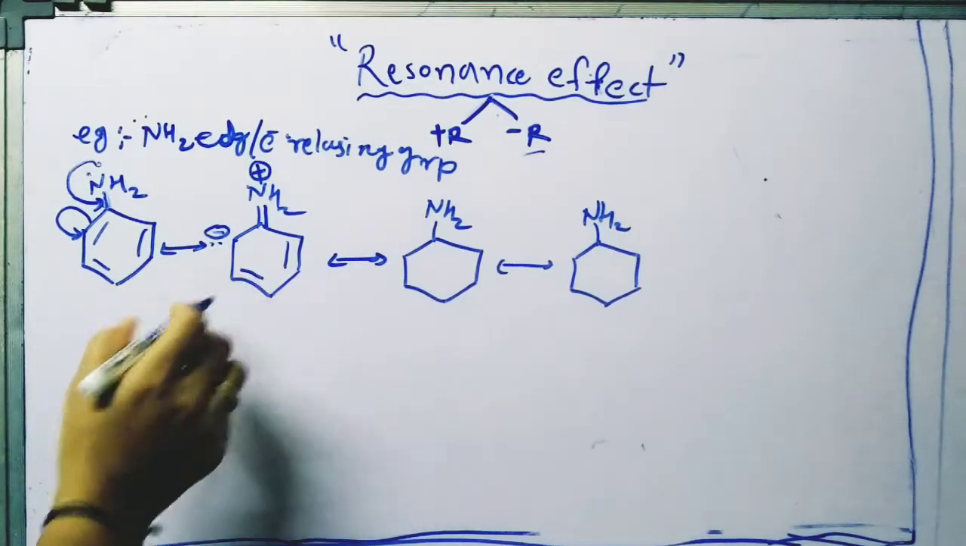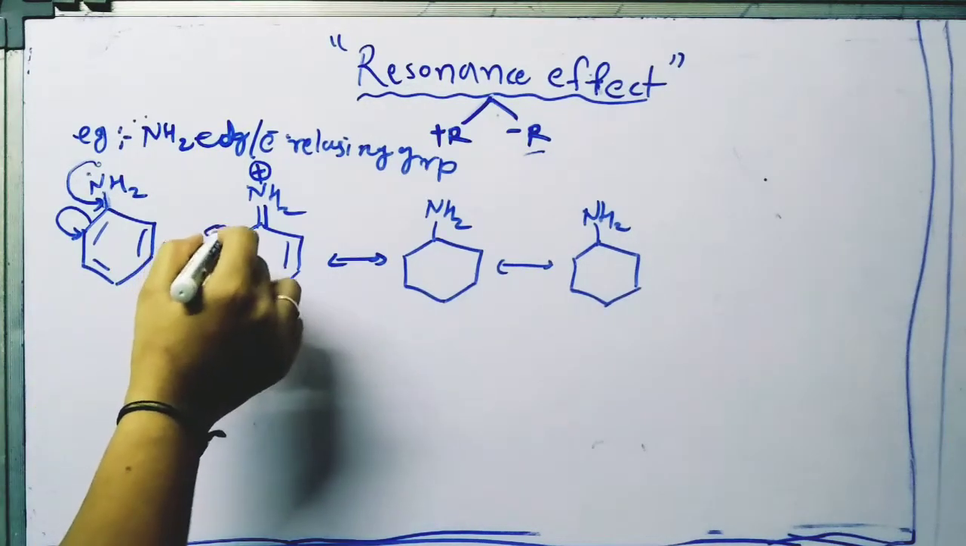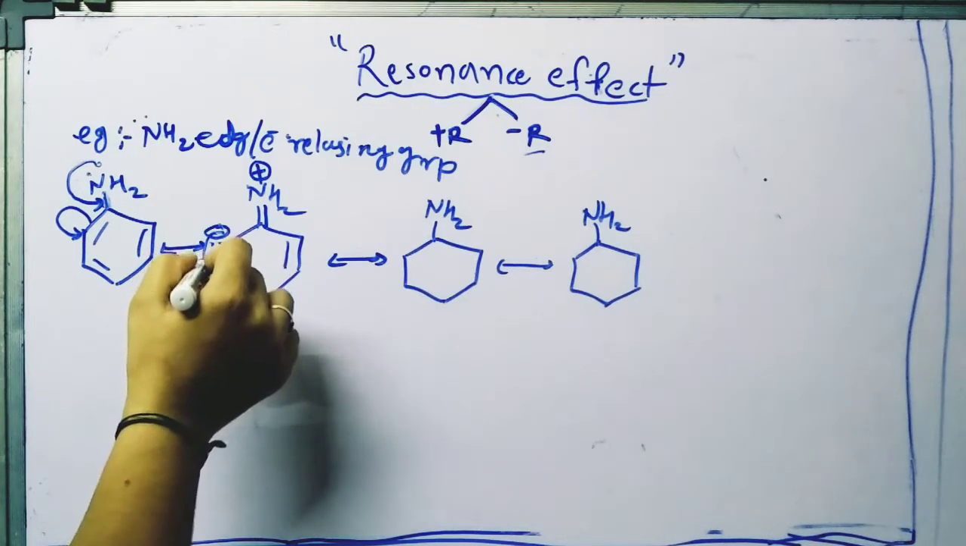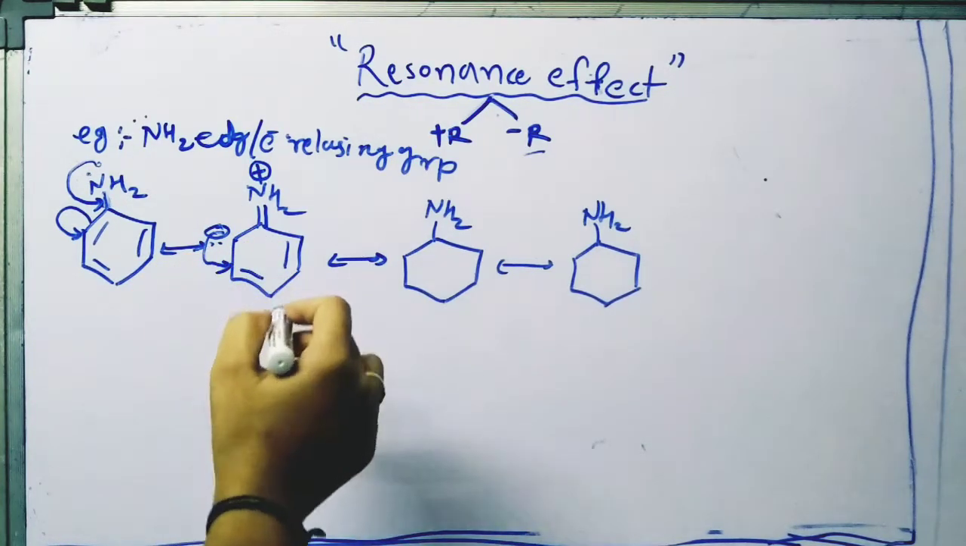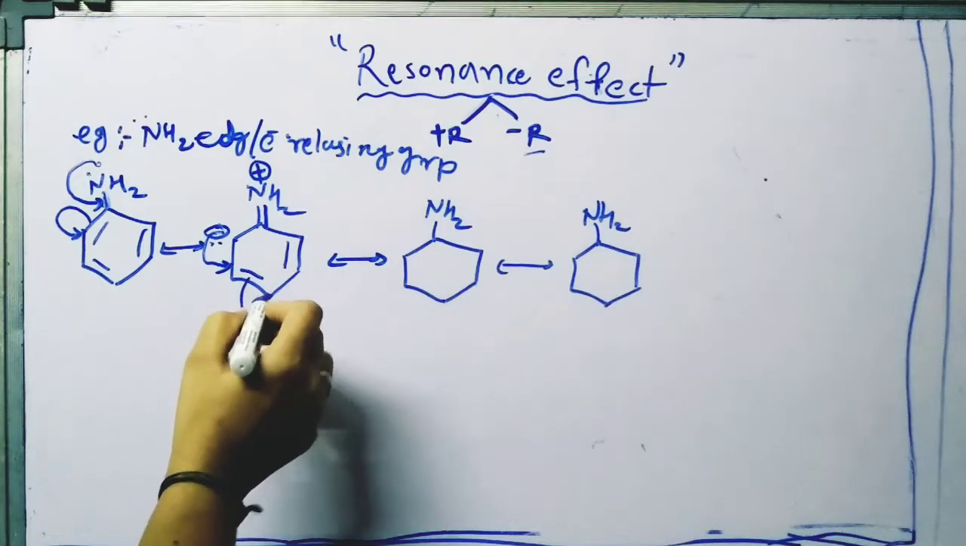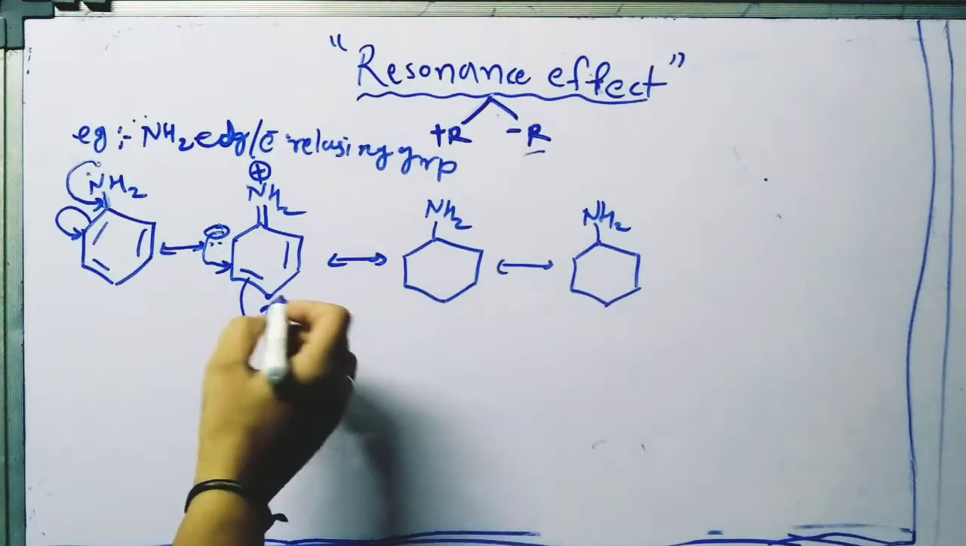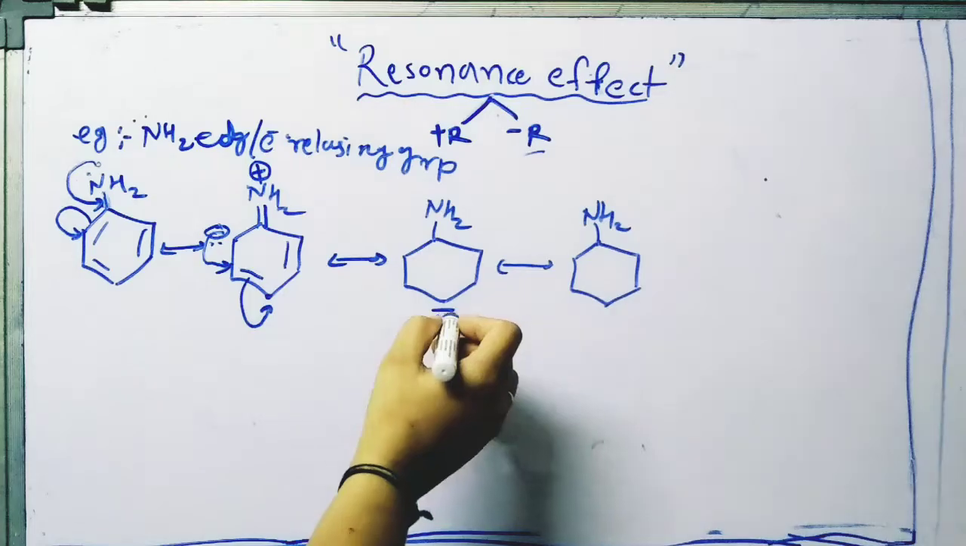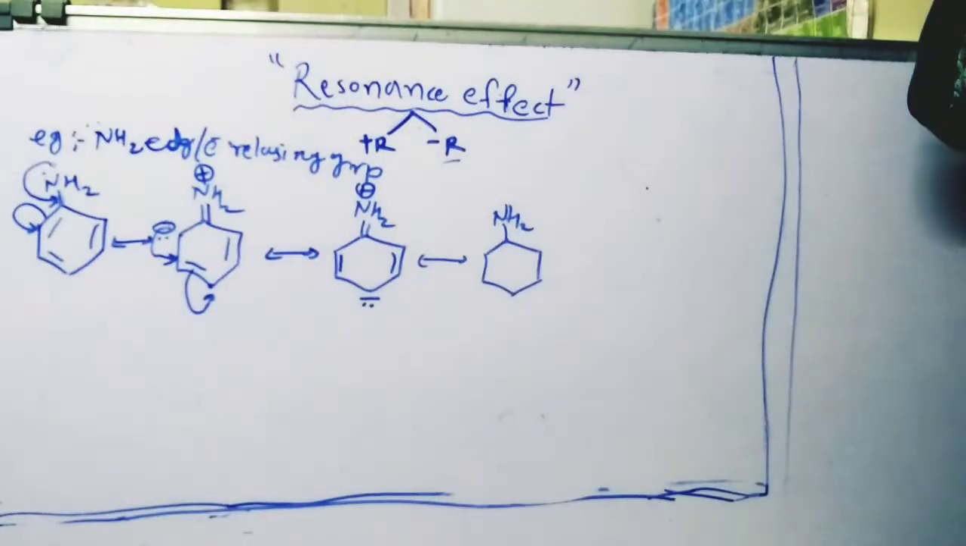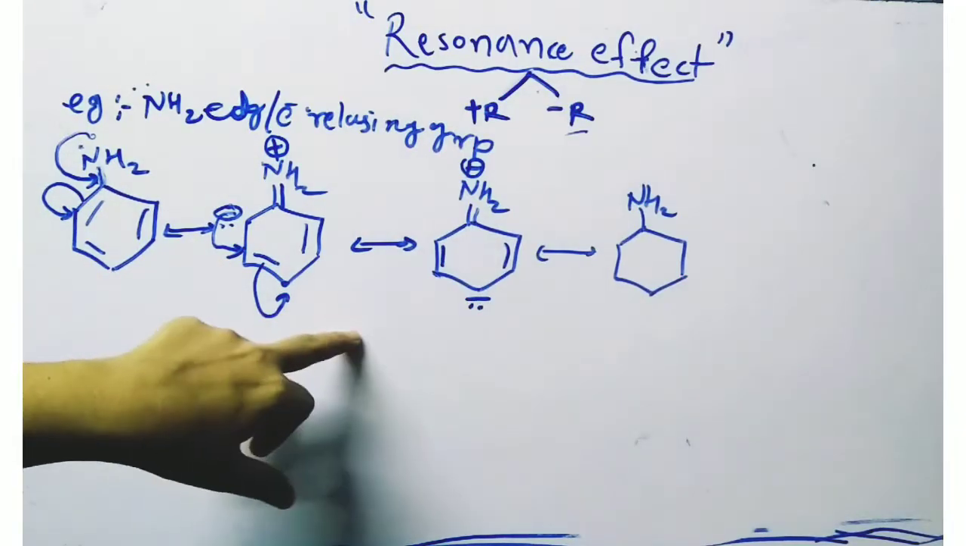So there is a bond after this shifting of the negative charge towards this carbon. So the bond will shift towards this carbon atom, so that here we get the double bond. After shifting of this bond, we get this structure.